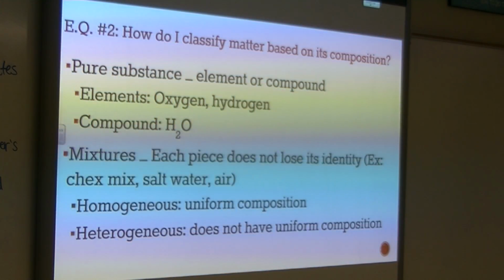There are two types of mixtures: homogeneous, which has uniform composition, so salt water would be a good example of that. And then heterogeneous, which does not have uniform composition. So we used our Chex Mix as an example of that, because even though all of you got cups of it, they weren't all the same.